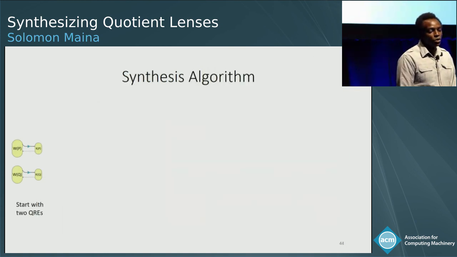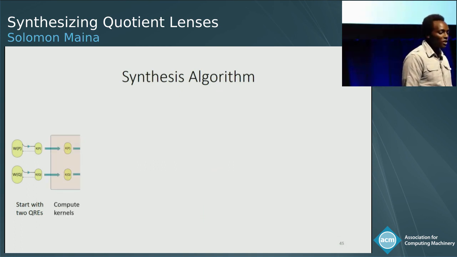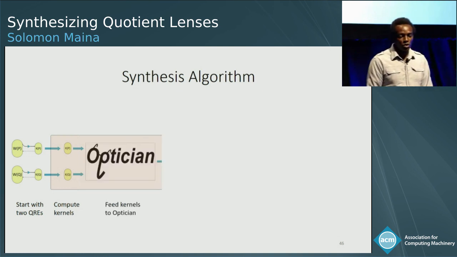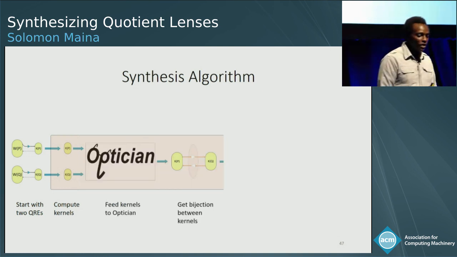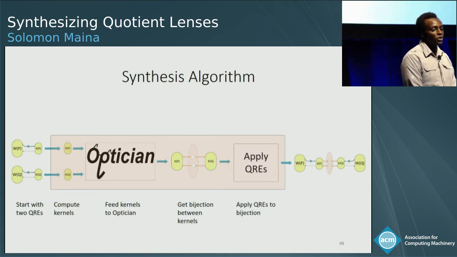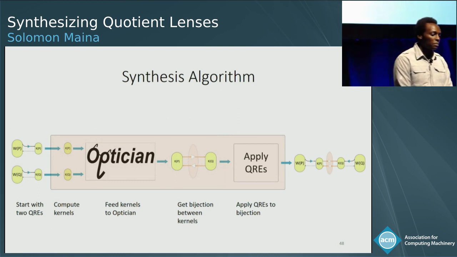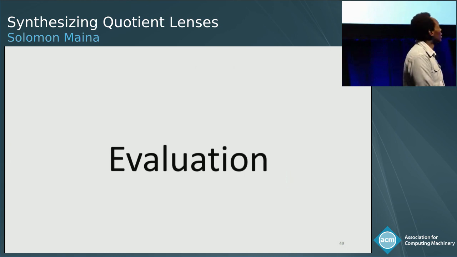Okay, so the synthesis algorithm proceeds as follows. We simply start with two QREs. We compute the kernels for each of the QREs. We feed the kernels to Optician. We get a bijection between the two kernels. We apply QREs to the bijection, and then we get a quotient lens. And that is that. So on to evaluation.